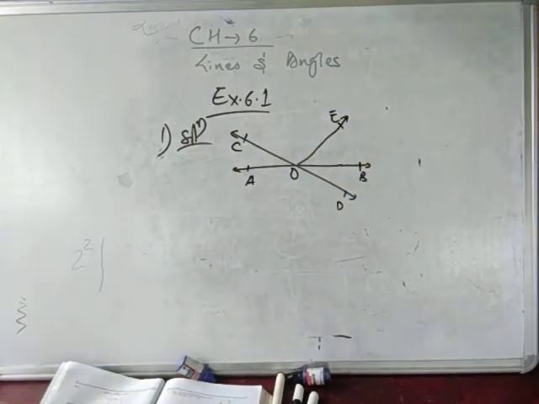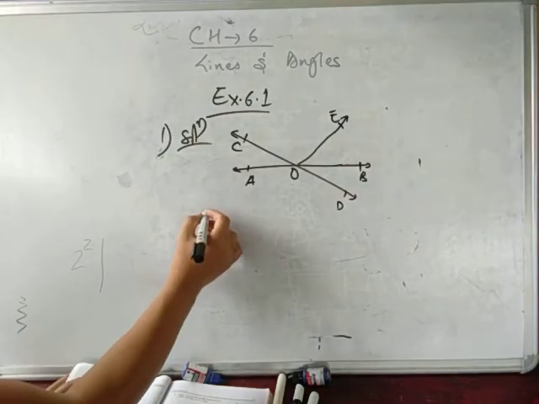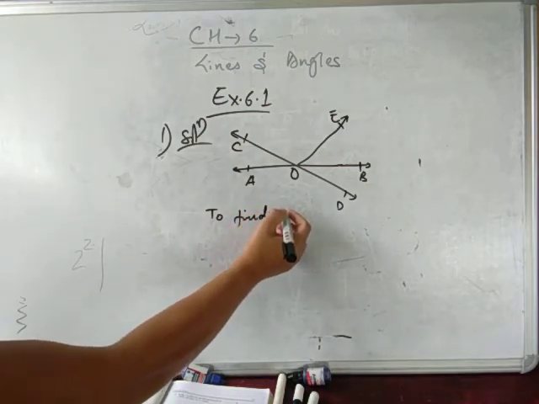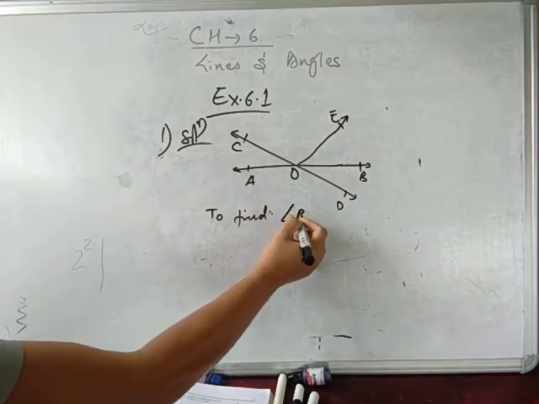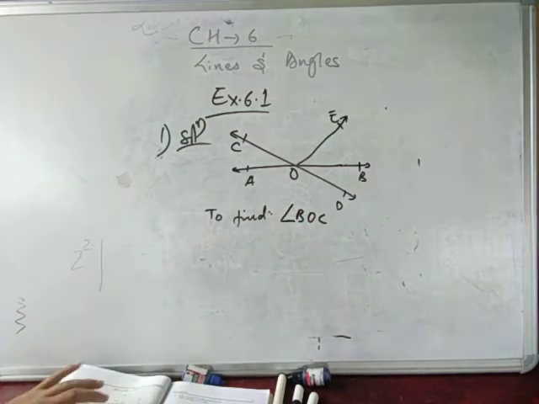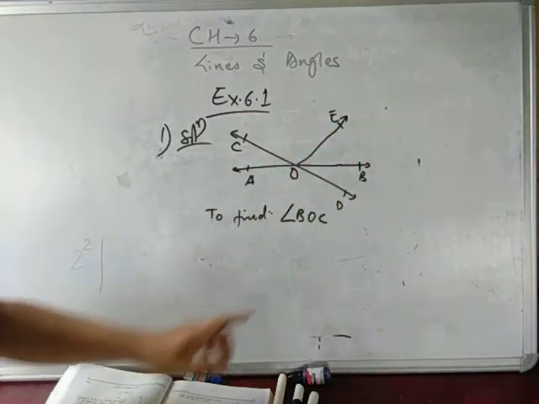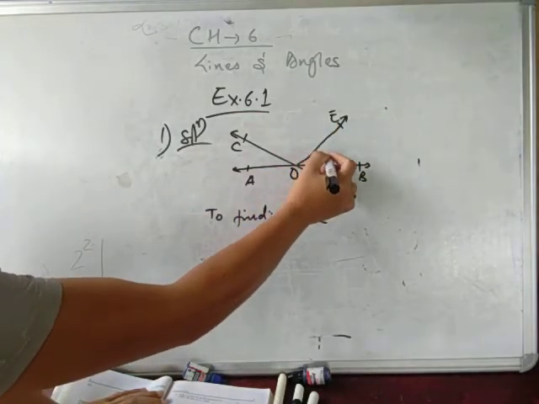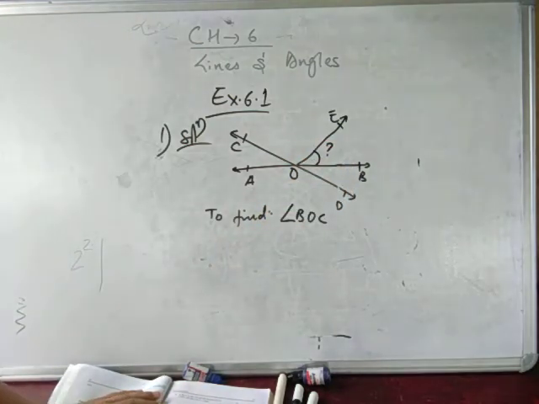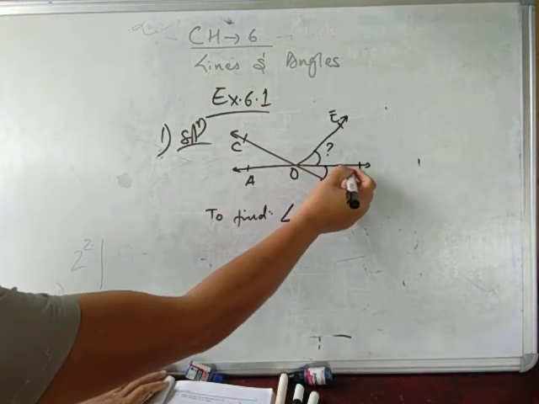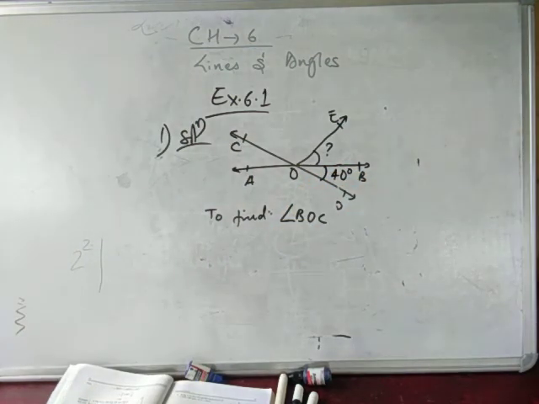So here you have to find, first item, what to find? Angle BOE. So always the vertex comes in the middle. So BOE, this angle you have to find, right? And given angle BOD, how much? Angle BOD is 40 degree. Clear? You can see 40 degree.